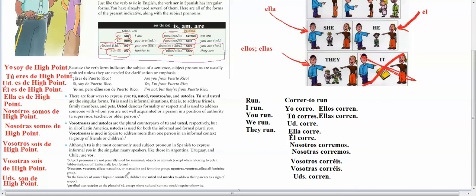In the families of some Hispanic countries, children use usted and ustedes to address their parents as a sign of respect. So what they're trying to tell you is that some countries are a little bit more formal than others. In some, the parents and children would use tú with each other, and some you might hear them use usted. Arriba uses ustedes as the plural of tú, except where cultural context would require otherwise. So you're going to see ustedes used more frequently, is what they're trying to say, than vosotros. They will indicate, like in the practice that we had, that they specifically want you using vosotros.